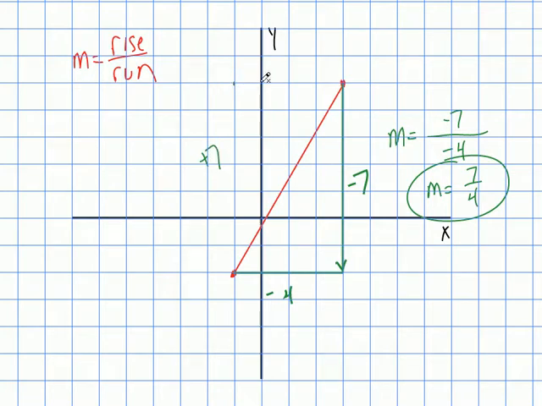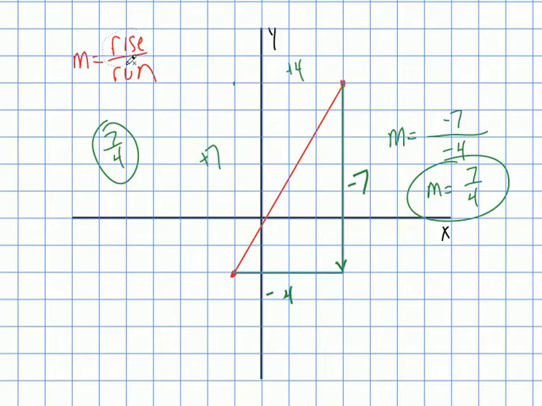And then go what? 1, 2, 3, 4. That's to the right, and that's +4. So it's +7 over +4, which is still 7/4. Does that make sense? So it works out either way you do it. It doesn't matter from which point you start at, which point you end up at. But you got to go from one point to the other.